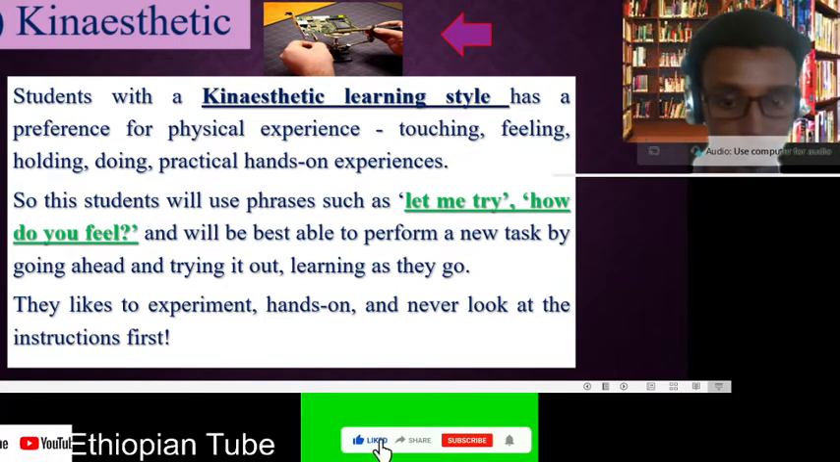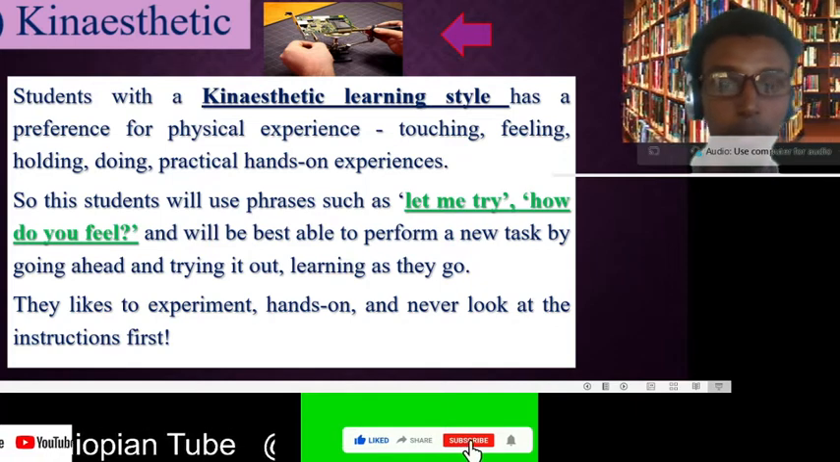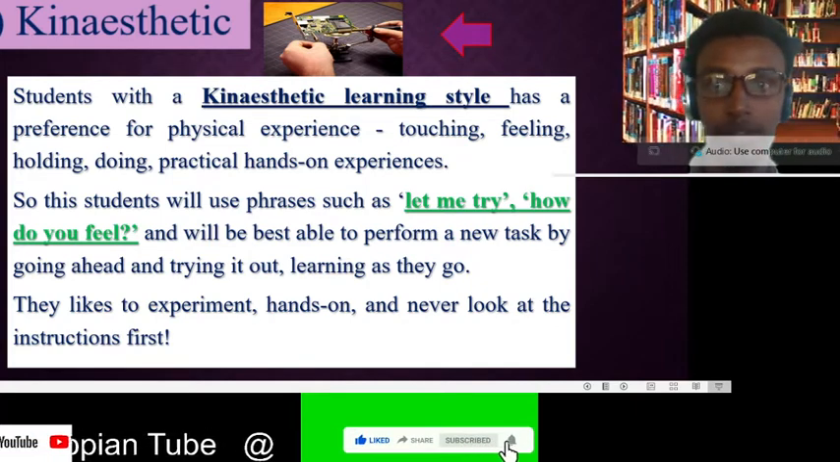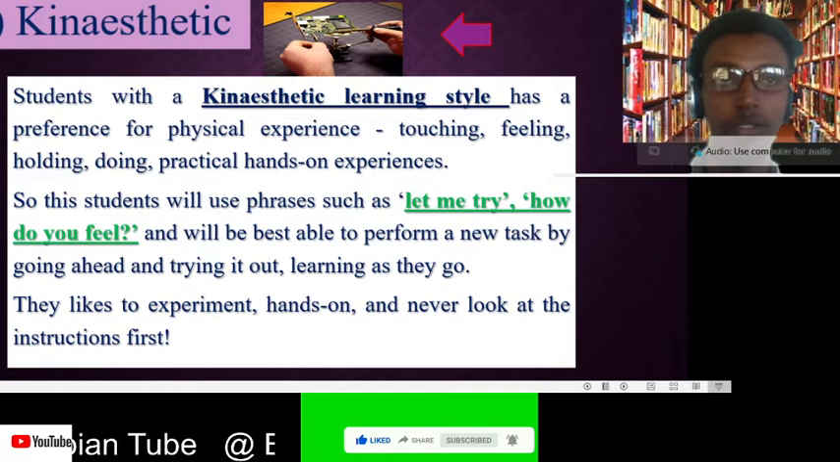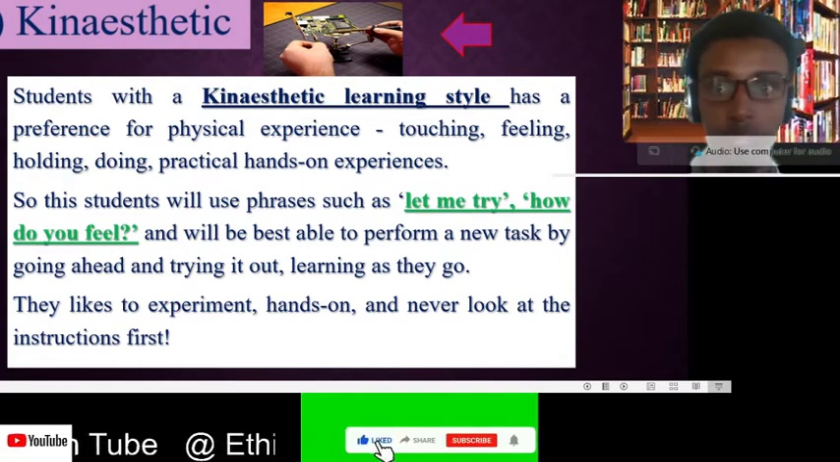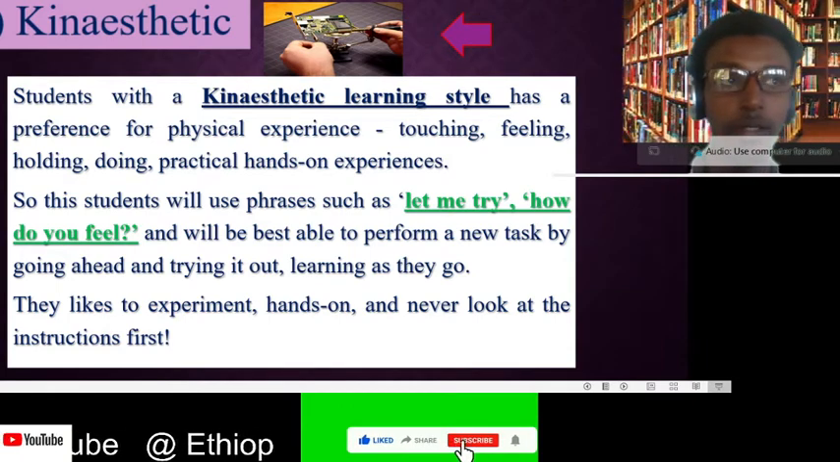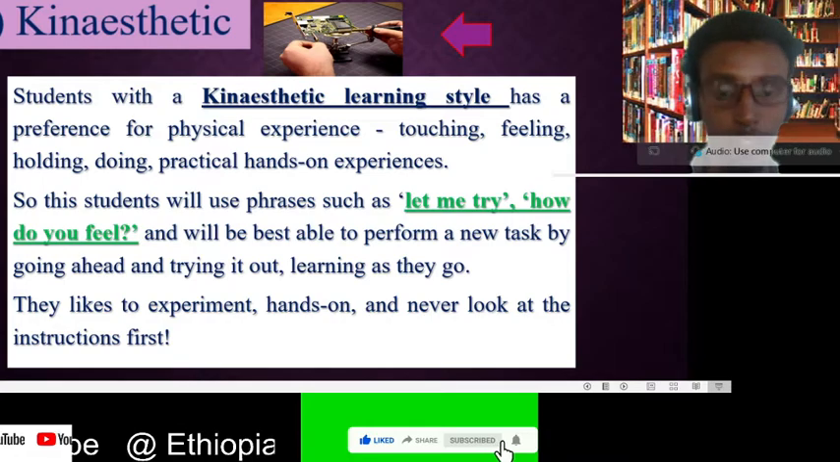So today's session was about VARK learners. That means the abbreviation VARK stands for visual, auditory, reading and writing, and kinesthetic learners.